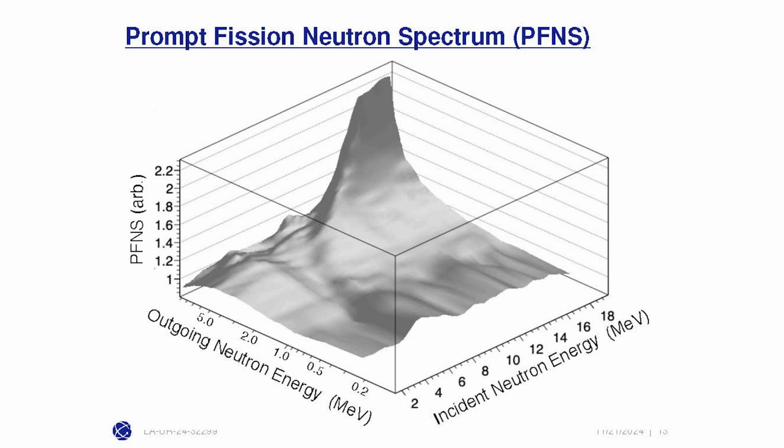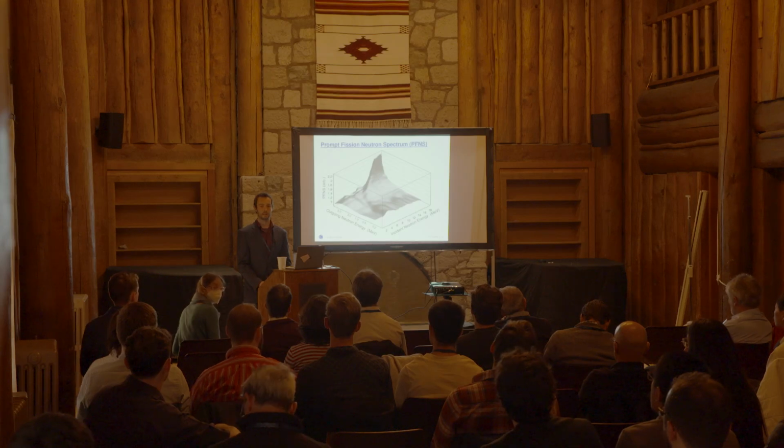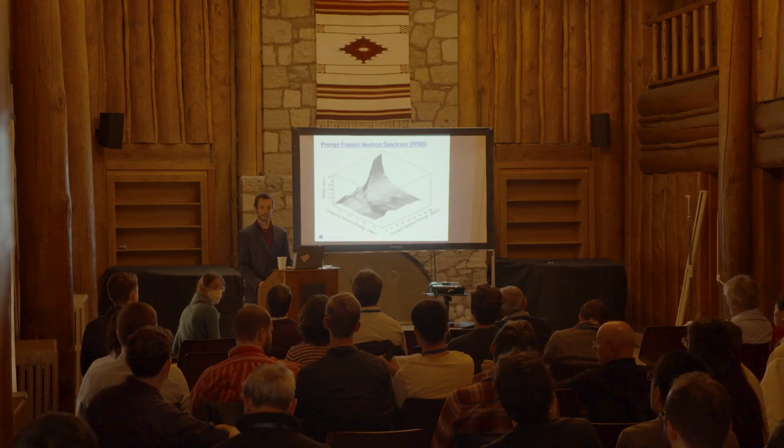Ratio of energy or ratio of number? Ratio of number. Number of neutrons at that energy, yeah. So if you had a PFNS of 1 at 5 MeV and 0.5 at a different energy, then you should expect a factor of 2 more neutrons at the first energy as opposed to the second. Okay. It's just probabilities.